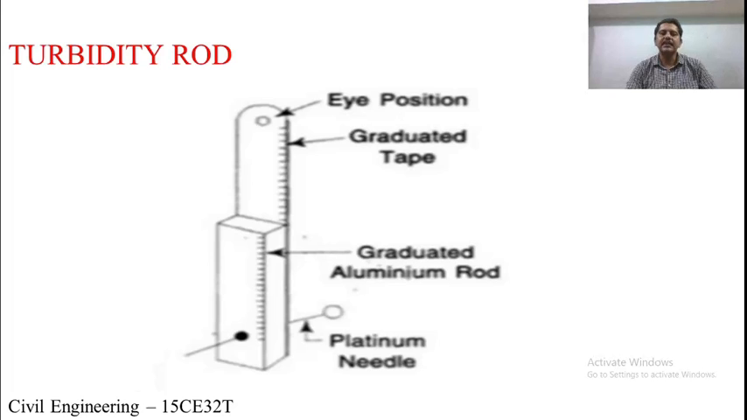So how do we measure the turbidity of water using this turbidity rod? If we want to measure the turbidity of water or a sample in places like river, streams, etc., first we lower this instrument into the water. So the bottommost part, that is the graduated aluminum rod, is lowered into the water. From the top there is a marking, the eye position. From this eye position, the needle, that is the platinum needle at the bottom, is observed, whether it is visible or not.